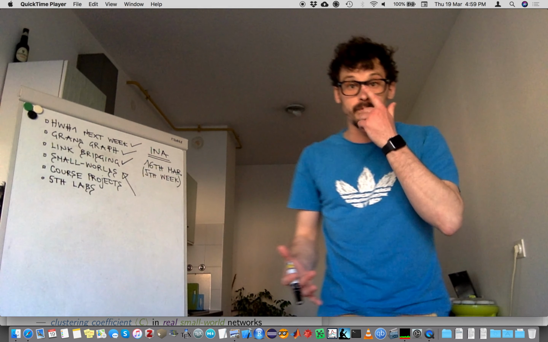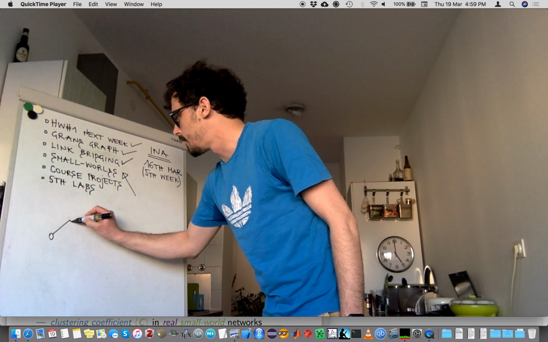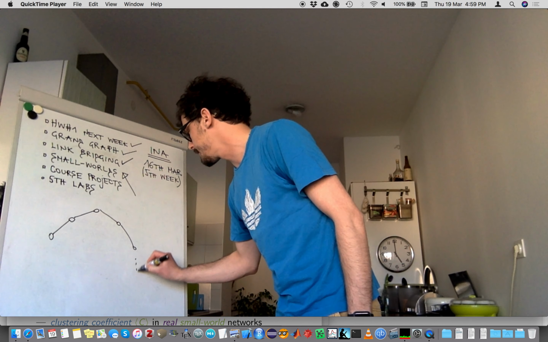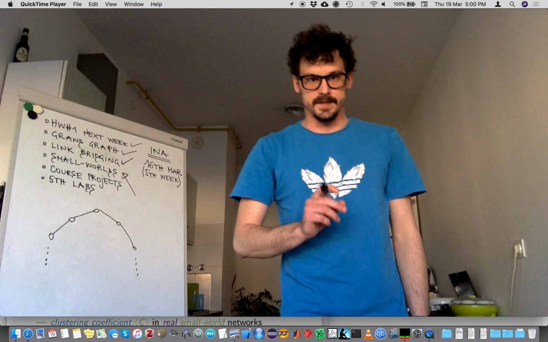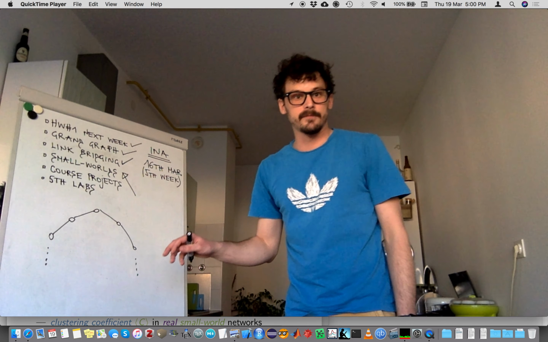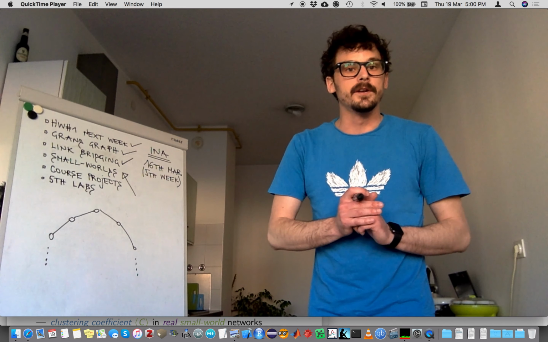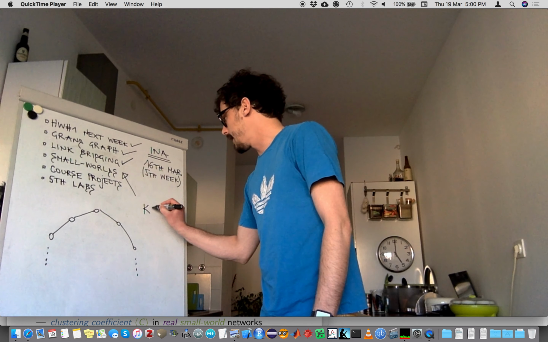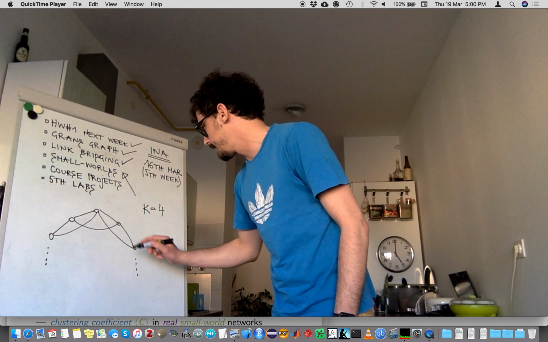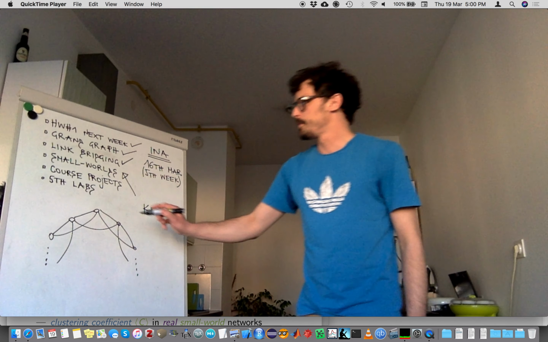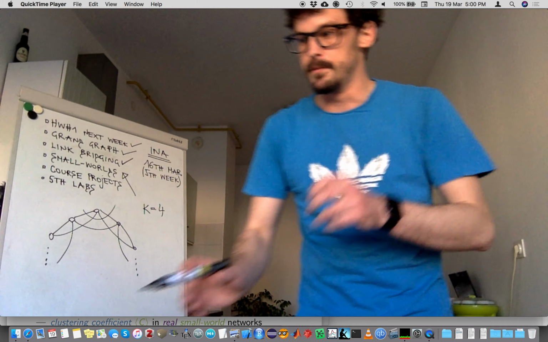So the model starts with a ring lattice with n nodes. So imagine we have n nodes positioned on a ring, and let's say each node connects to k of its nearest neighbors. For instance, in the graph that I have just drawn, each node connects to 2 of the nearest neighbors. Let's make it so every node connects to 4 nearest neighbors, so the parameter k on the slide will equal 4. So I should create a link here, and a link here, and another one here, and so on and so forth. So now we have a regular ring lattice where everybody connects to 4 nearest neighbors.